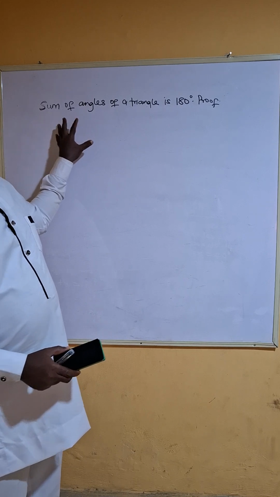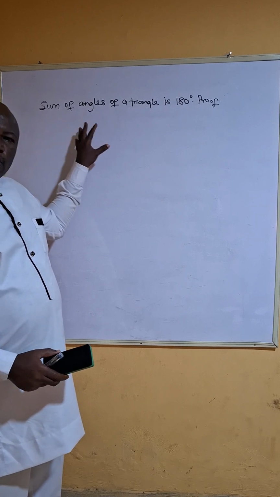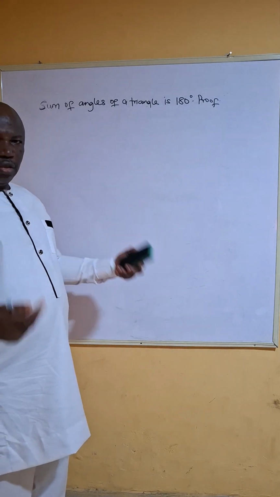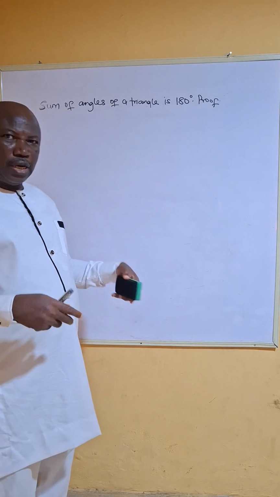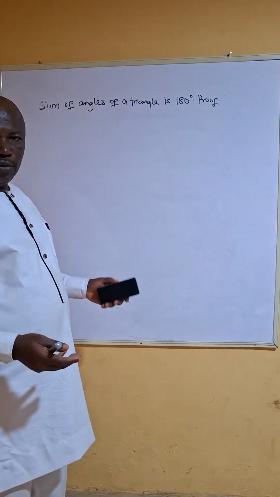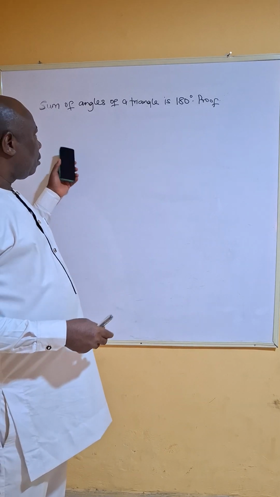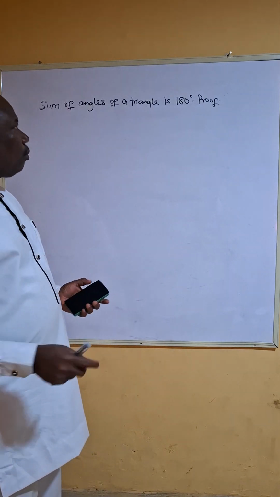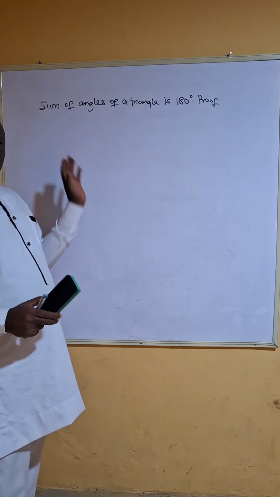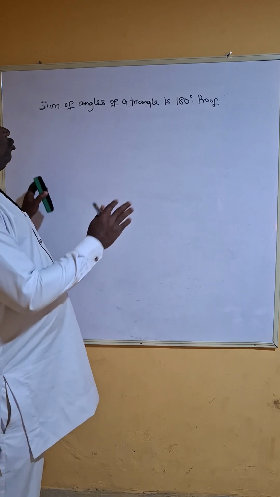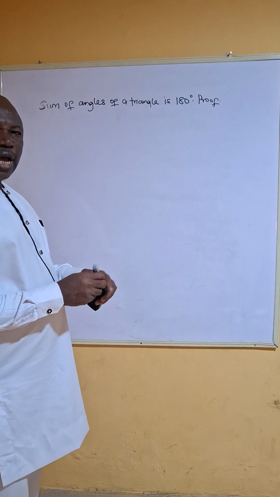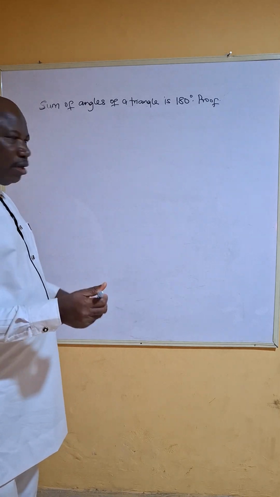We want to discuss the reason why the sum of angles of a triangle is 180 degrees, which in other terms you can call proof. Proof that the sum of angles of a triangle is 180 degrees. Now, before we go to the proof proper, I want us to remind ourselves how we write angles of a triangle.